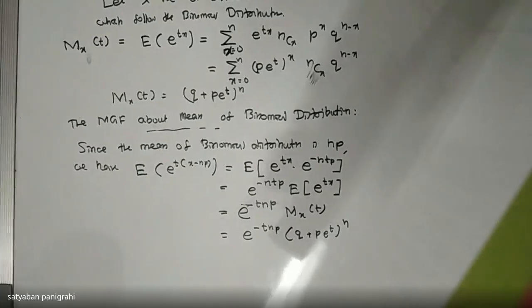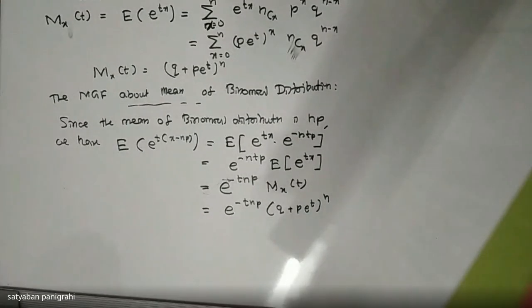Okay. Now, what you can see, this is equal to plus p e to the power n, so n and n. Then by simplifying, what can I write?